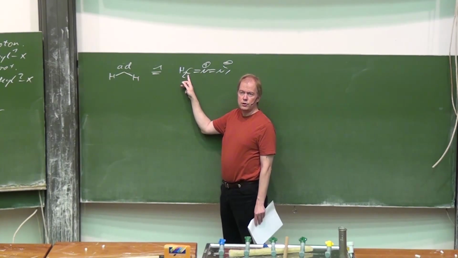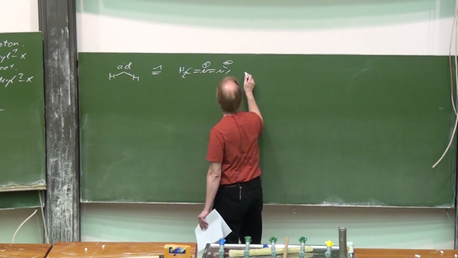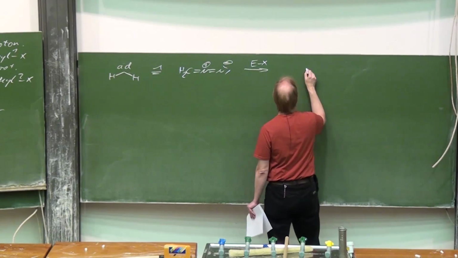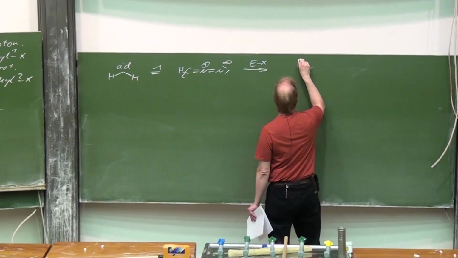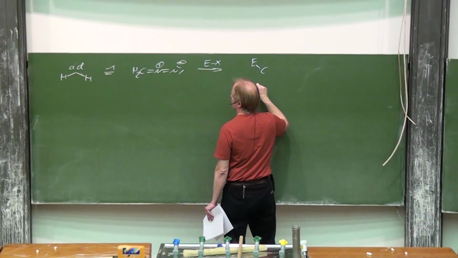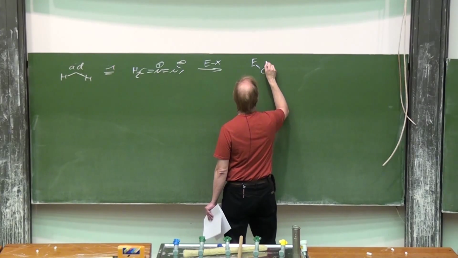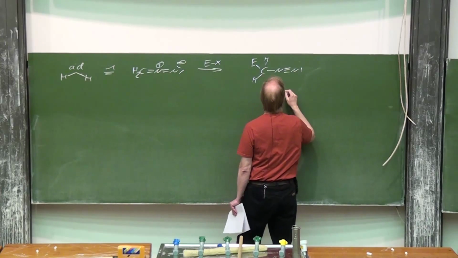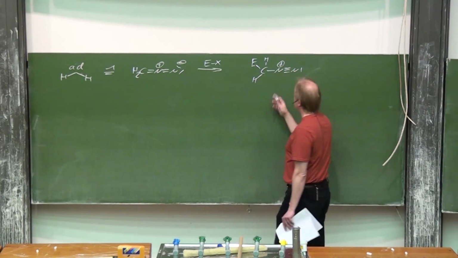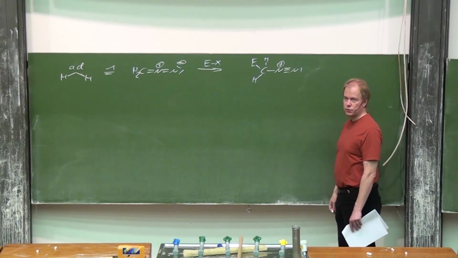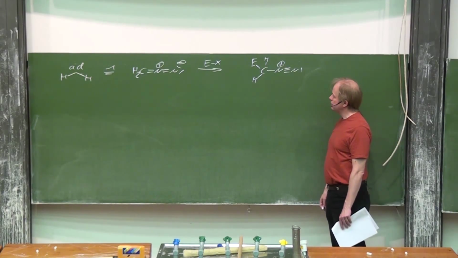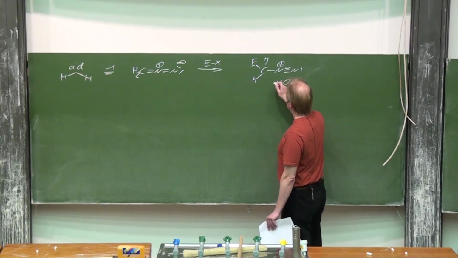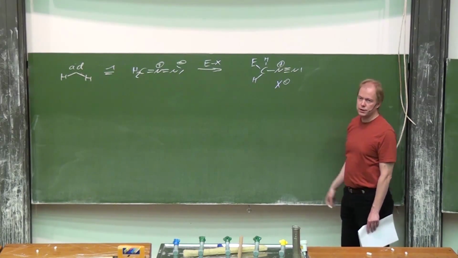Diazomethane has a nucleophilic carbon. So with an electrophile, you can achieve a bond formation to that carbon. Leaving that diazonium cation here. Well, and this is of course an excellent leaving group for a nucleophilic replacement.